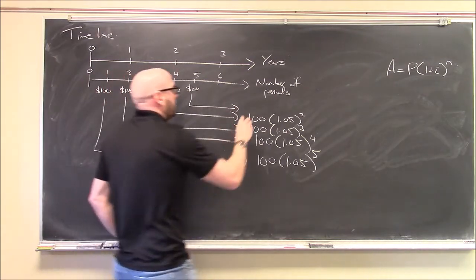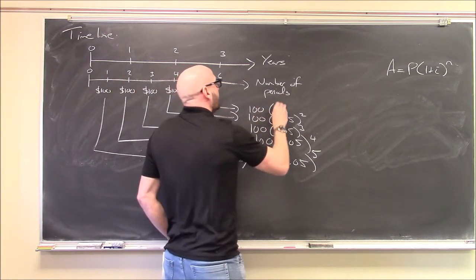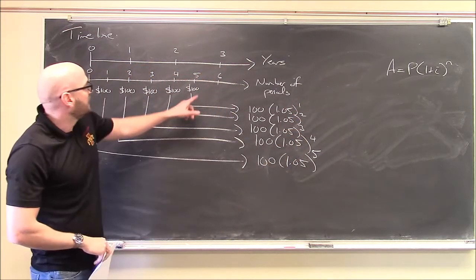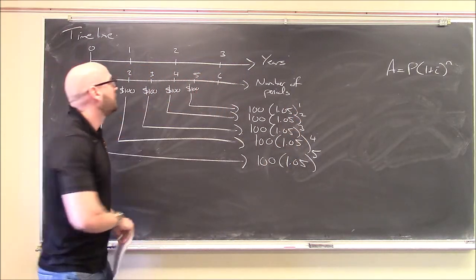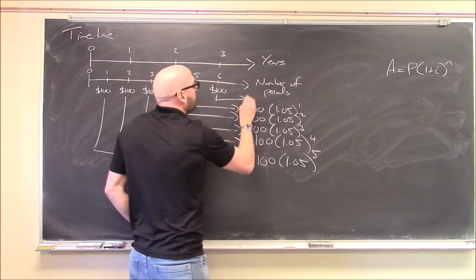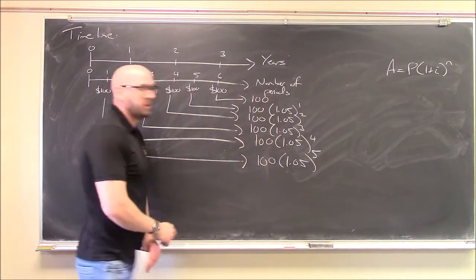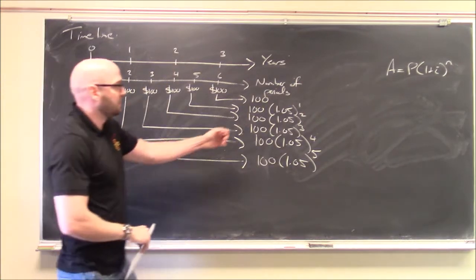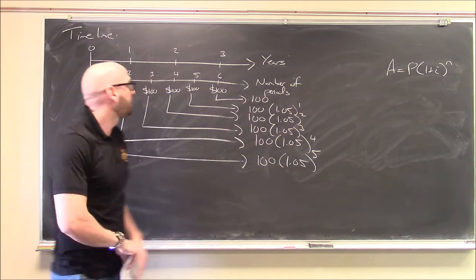Fifth period, we deposit $100. 100 times 1.05 to the power of 1. This one only gets to compound once. And then finally, sixth period, we deposit $100. It never compounds. 1.05 to the 0 if you want, but that's just 100 times 1.